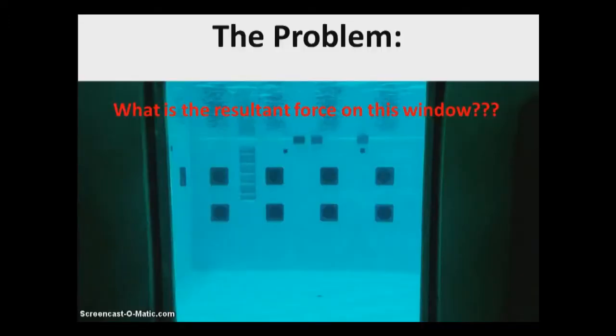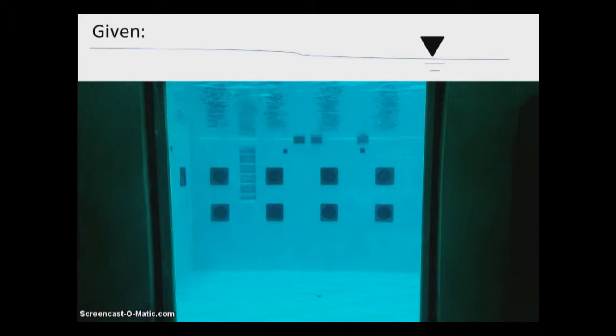So the problem that we're going to be analyzing is the resultant force on a window that is submerged beneath water in a diving well in a pool. Given that the plane submerged is 1 meter by 1 meter, what is the resultant? We are given that the top of the window is 2.5 meters from the top of the surface. So we're going to use the formula method, which states that the resultant force equals gamma times the height of the centroid to the top of the plane of the water times the area of the plane.